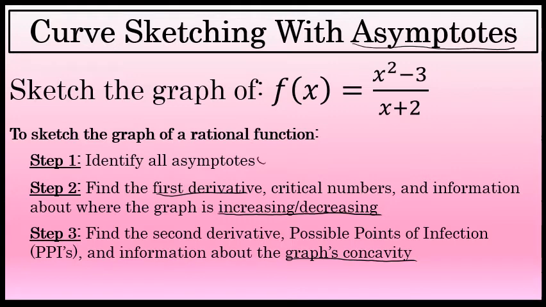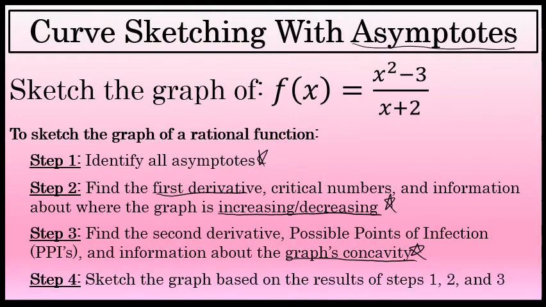Once you've identified the asymptotes, intervals where the function is increasing and decreasing, and intervals of concavity, you have enough information to sketch the graph. I've described step 4 as sketching the graph based on the results of steps 1, 2, and 3. We'll now perform those 4 steps to draw the graph of f of x equals (x squared minus 3) over (x plus 2).